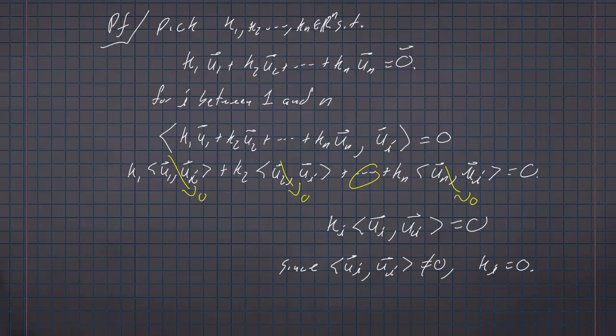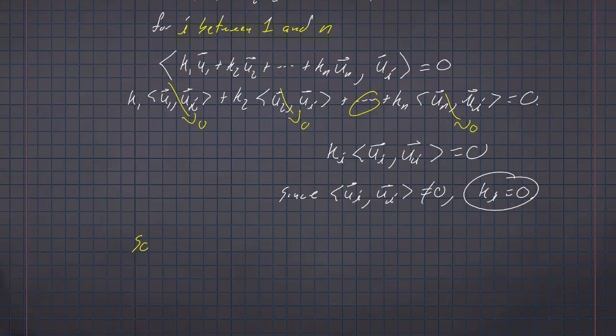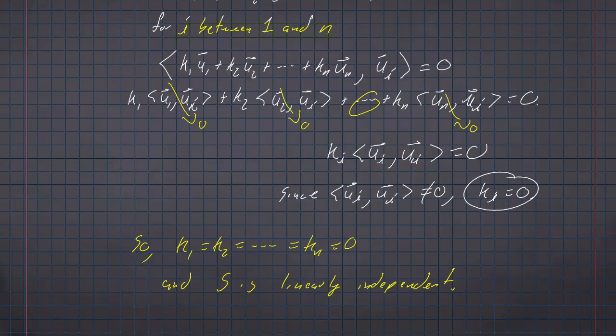And the 0 product rule says if we multiply two things together and get 0, one of them has to be 0. And since ui is not 0, that means that the inner product of ui with ui is not 0. And so by the 0 product rule, that means that ki is 0. And we do this for each i between 1 and n, and we see that the only possibility is that for each i between 1 and n, ki is 0. And that is exactly what it takes to be linearly independent.